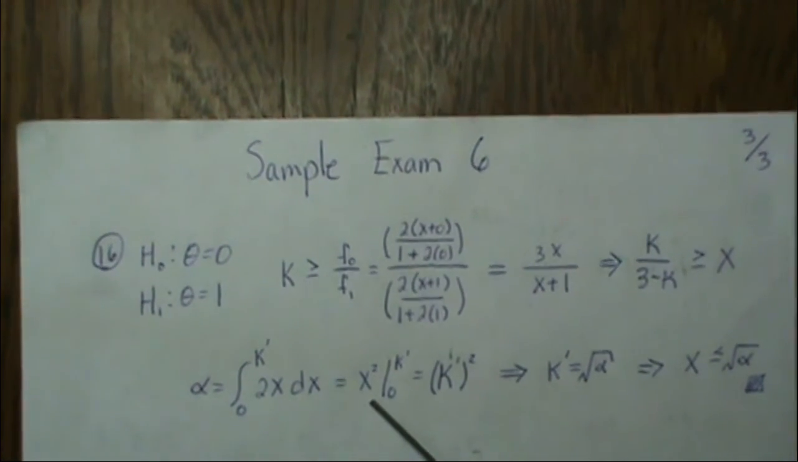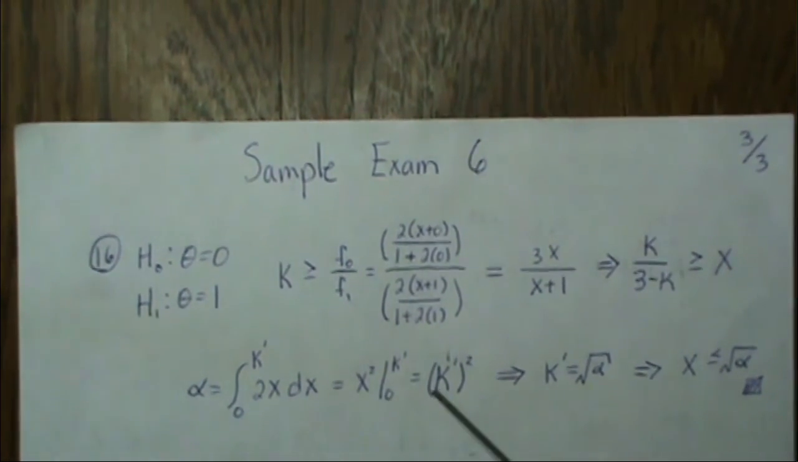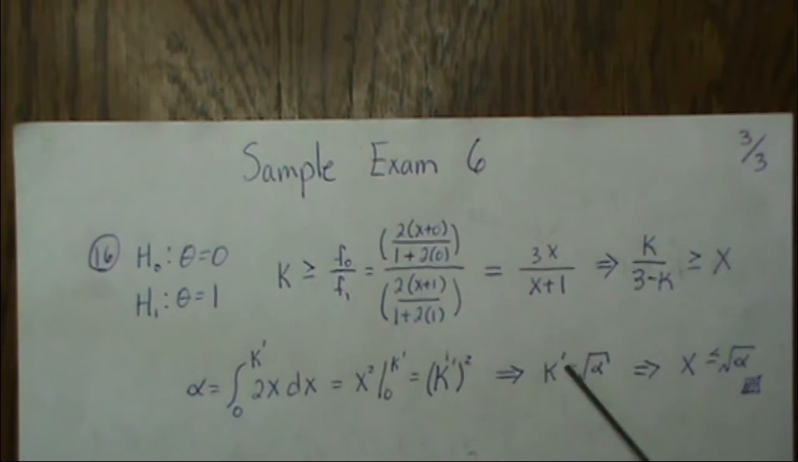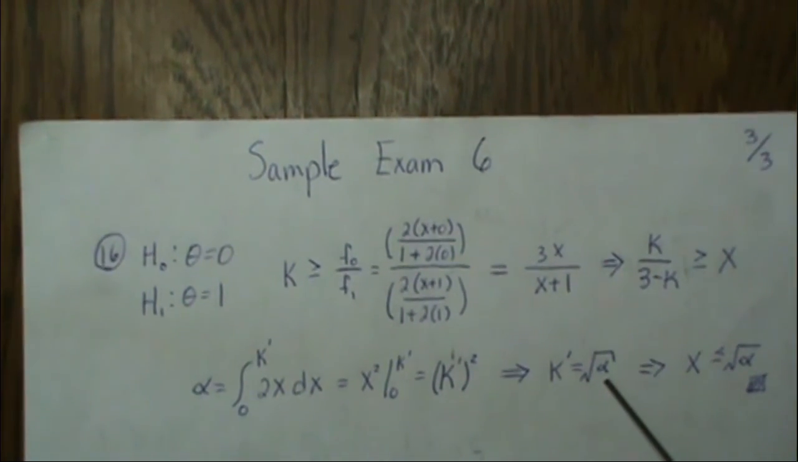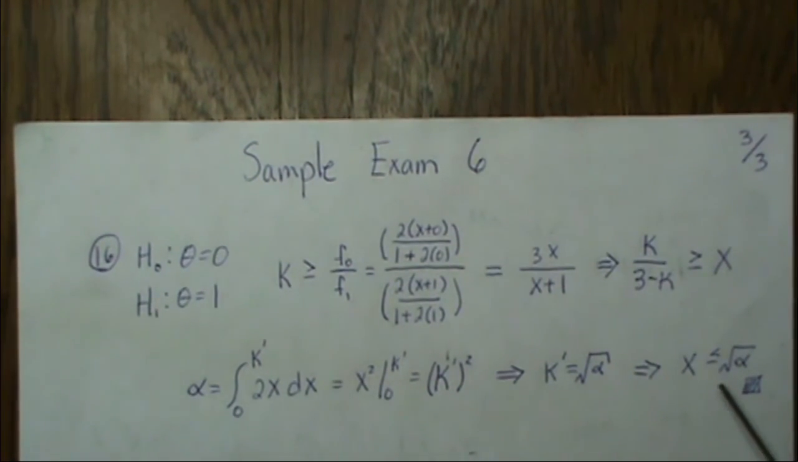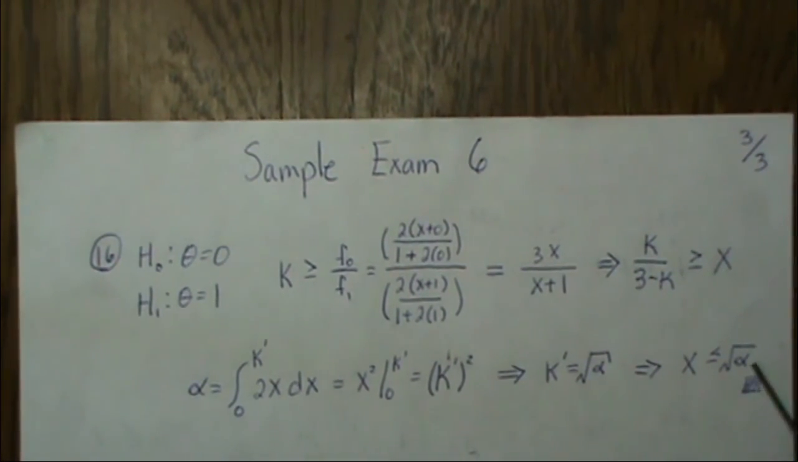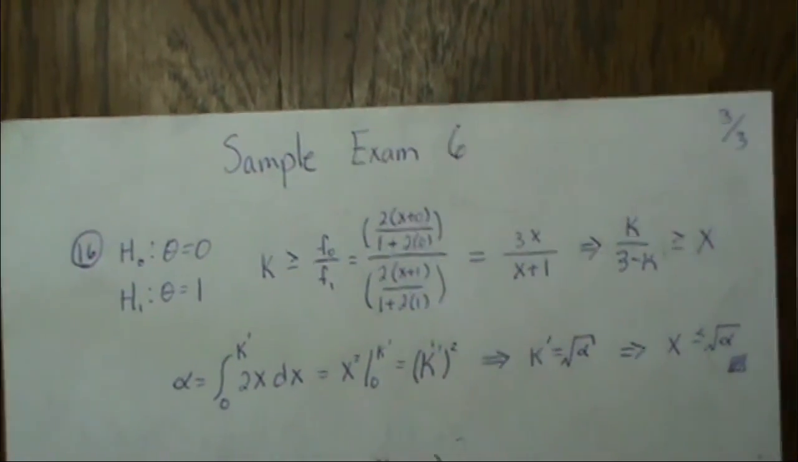Integrated, with limits of integration, we get K prime squared. So that implies K prime is equal to the square root of alpha. K prime was our constant, so x is less than or equal to radical alpha, or the square root of alpha.